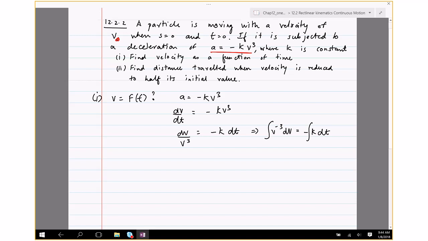Now we need to know something about the system initially in order to put the bottom limit. So we know that the velocity is v0 when s is 0 and t is 0. So I'm going to put velocity is v0 when time t is 0, and we need to find the velocity v when the time is t. So those are the limits of integration. Again, as I said, this is not the only way. You can do the indefinite integral, and it will give you the same answer.